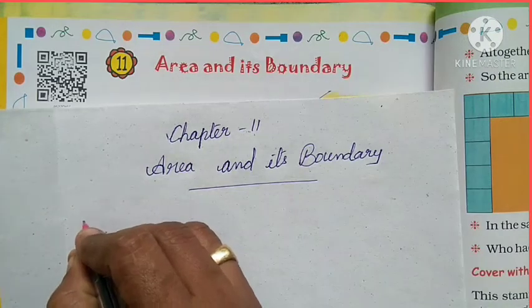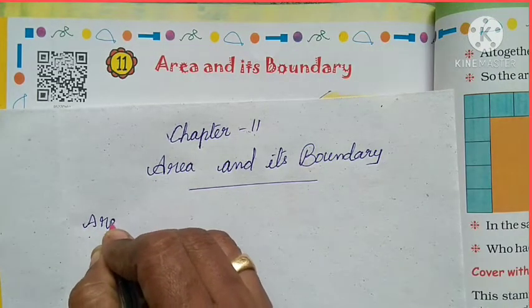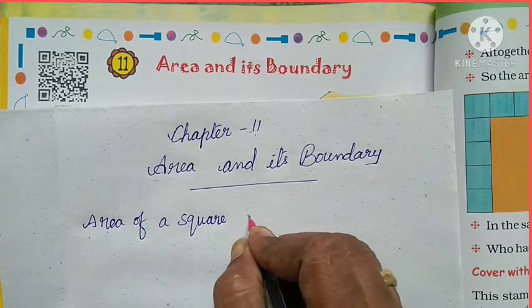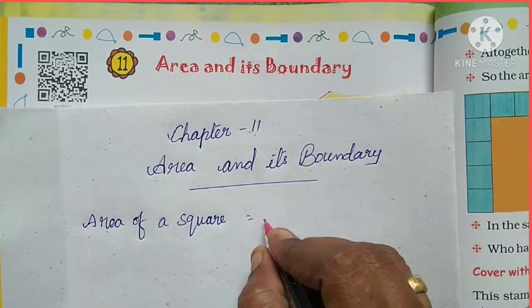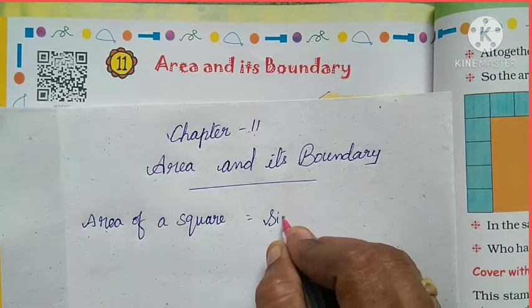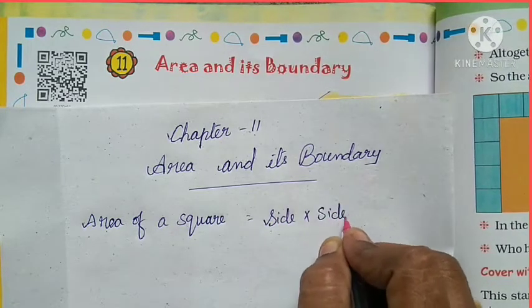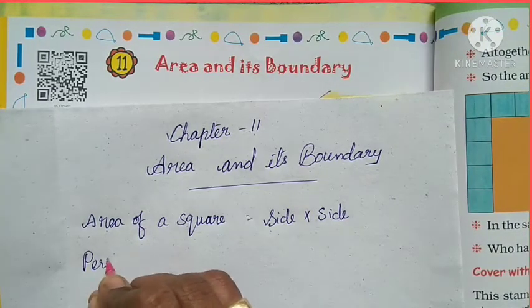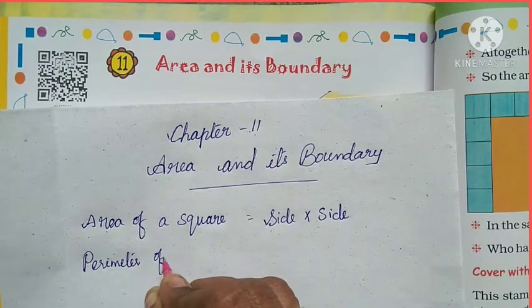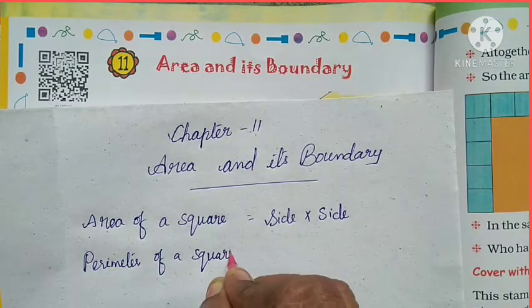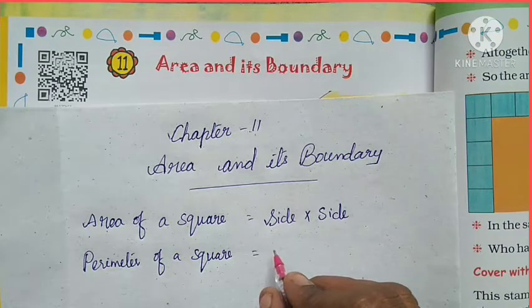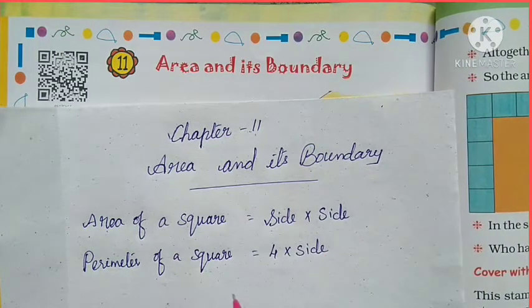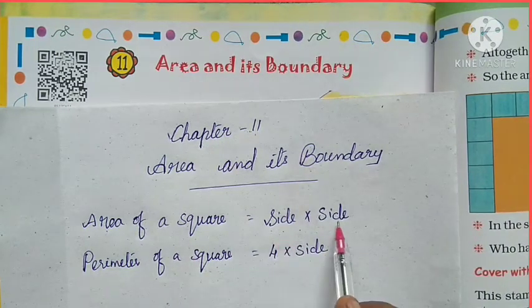So, area of a square. Yes, how can we find out the area of a square? Side into side. That is the formula. Then, perimeter of a square. How can we find out that? Yes, that also we have to study in that chapter. 4 into side. Understand?